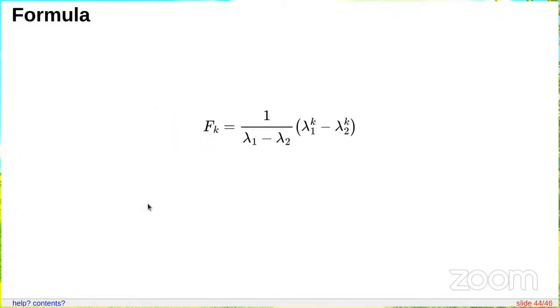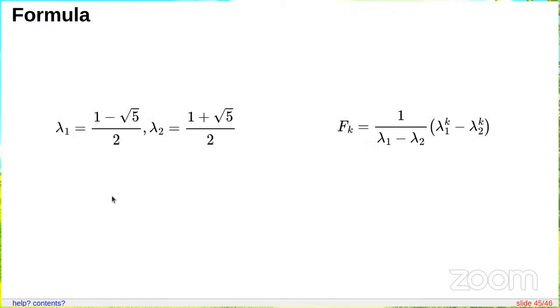So now let's go back. What are lambda 1 and lambda 2? They are these two values: 1 minus root 5 by 2 and 1 plus root 5 by 2. Now we just substitute. What will be lambda 1 minus lambda 2? Lambda 1 minus lambda 2 will be minus root 5.